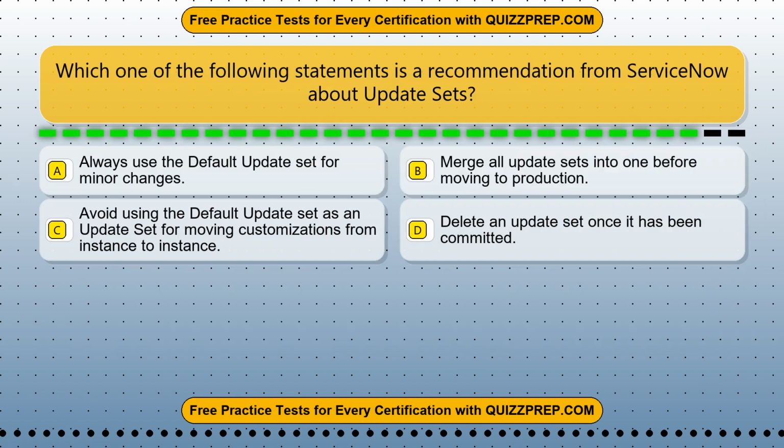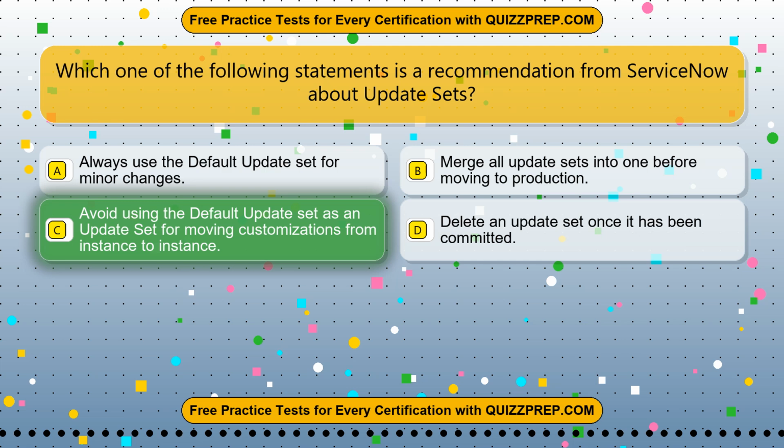Question 114. Which one of the following statements is a recommendation from ServiceNow about update sets? Option A. Always use the default update set for minor changes. Option B. Merge all update sets into one before moving to production. Option C. Avoid using the default update set as an update set for moving customizations from instance to instance. Option D. Delete an update set once it has been committed.